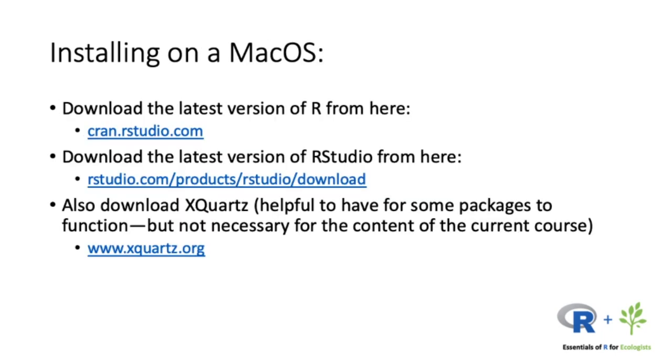If you're on a Mac, the way to install R and RStudio begins with downloading the right files. So go to cran.rstudio.com to find the latest version of R there and just download it. Same thing for RStudio. Go to rstudio.com/product/rstudio/download. And if you're on a Mac, you'll also want to download Xquartz, which is helpful for some packages to function correctly, but I don't think it's actually necessary for any of the content in this course. It's just something for good measure. You might want to download and install that as well.